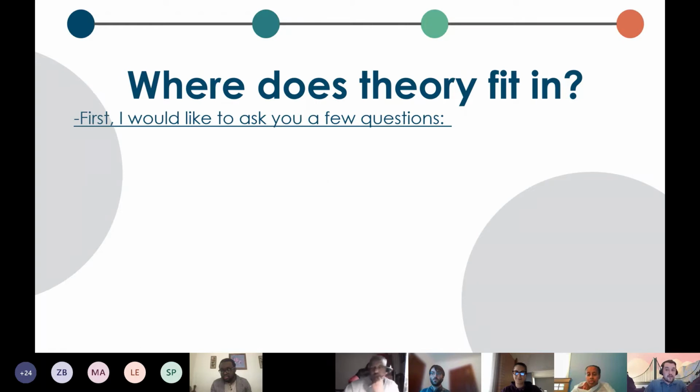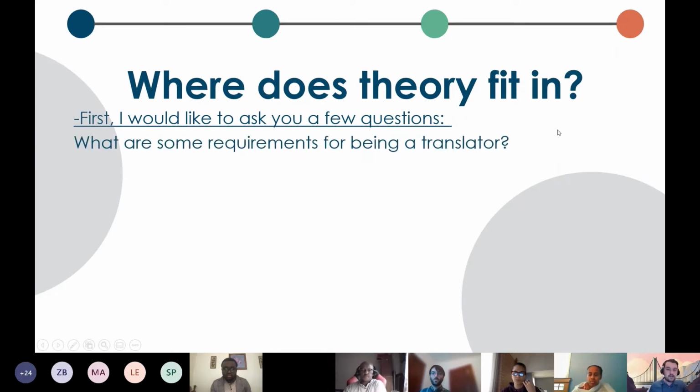So where does theory fit in all of this? I have a few questions for you that maybe you could answer. The first question is, what are some requirements for being a translator? You at first have to be able to communicate in both languages. Exactly. Very good requirement. And of course, that is the first prerequisite for translation, that you are proficient in both languages. Any other requirements for being a translator that you can think of?